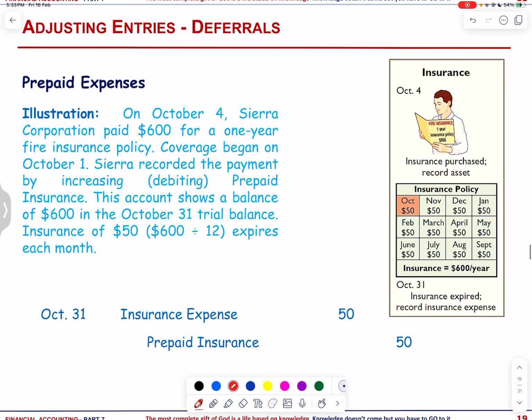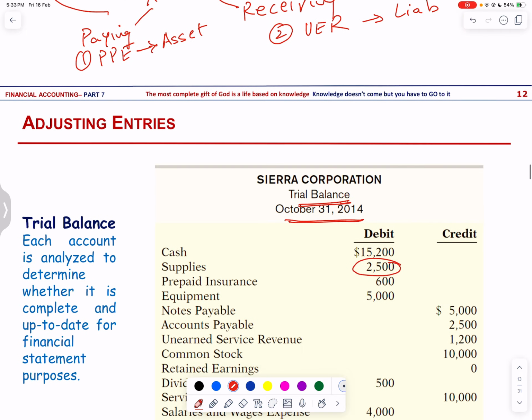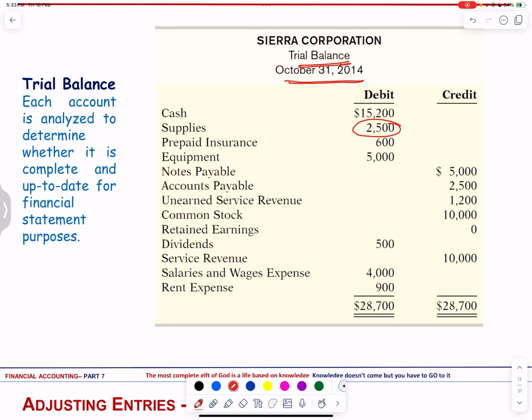This is another example of prepaid expense, that is insurance. When companies buy insurance, they initially record the prepaid premiums as an increased debit in the prepaid insurance asset account. If you remember, in the trial balance you can see that the prepaid insurance is 600 at the beginning.